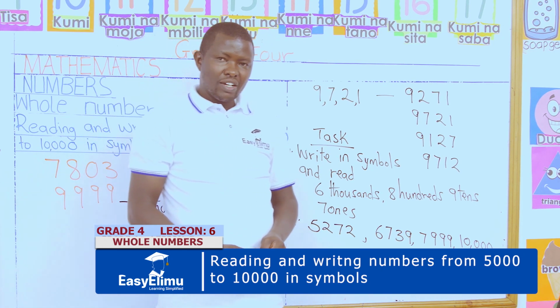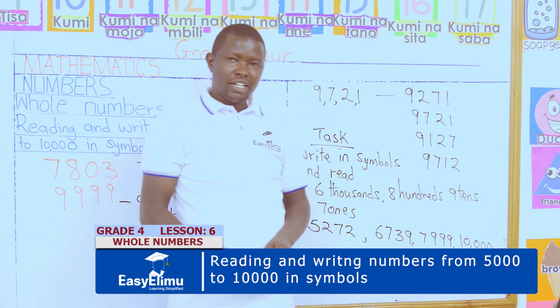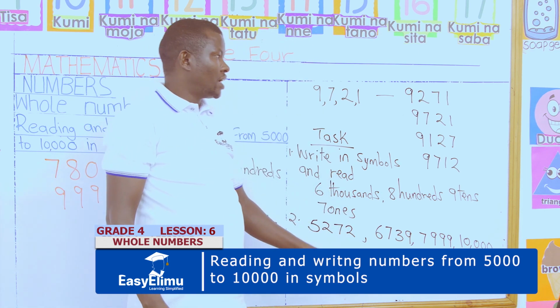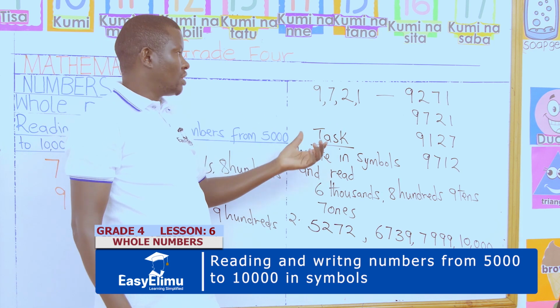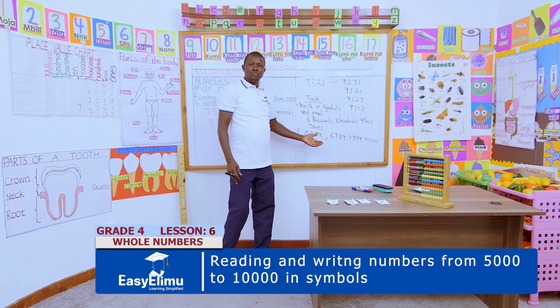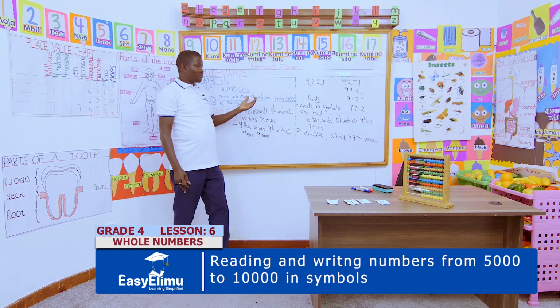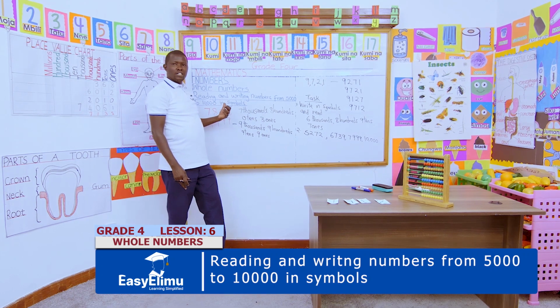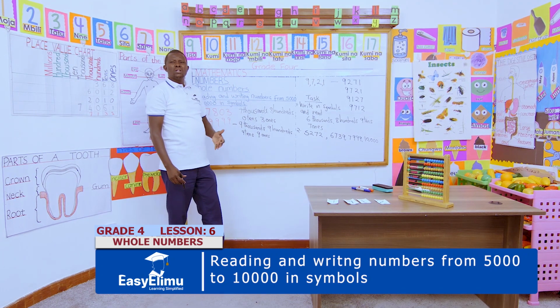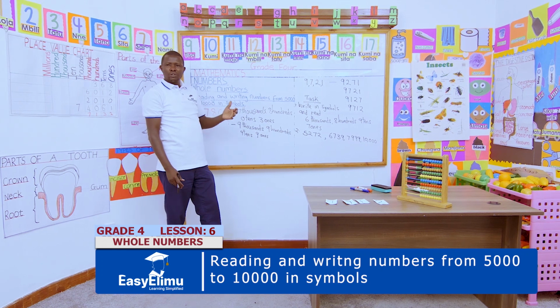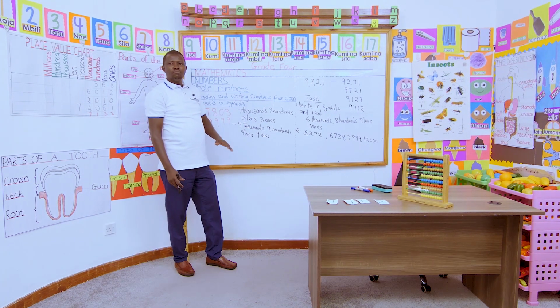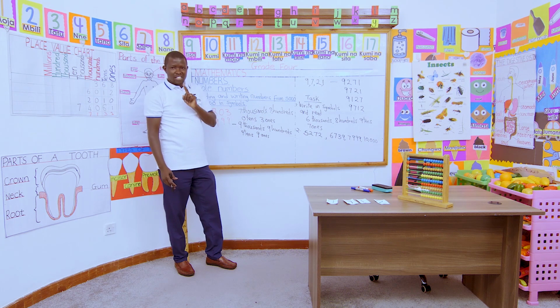Class, when you go home, kindly rewrite the numbers. Any digits you come up with, form numbers up to 10,000. You can start from the previous lesson from up to 5,000, then you continue up to 10,000. Come up with as many numbers as you can from the digits that you will have, and then read them and write them in symbols. That marks the end of our lesson.